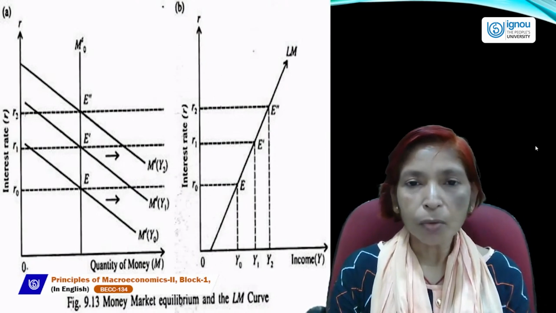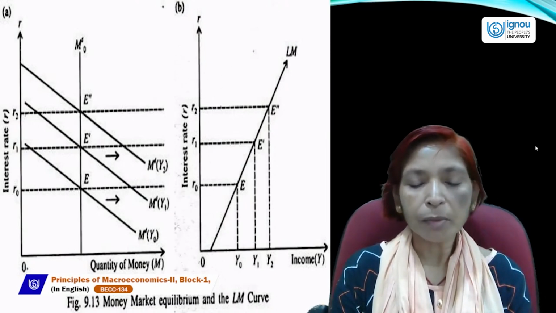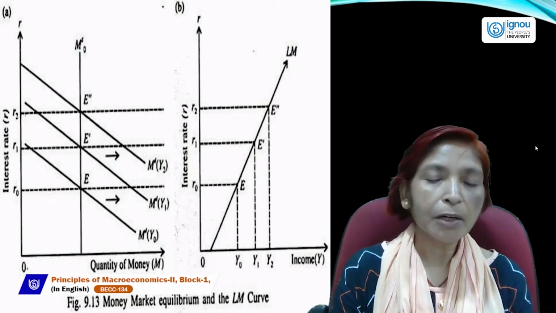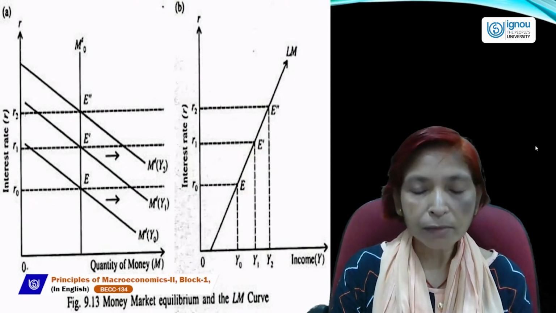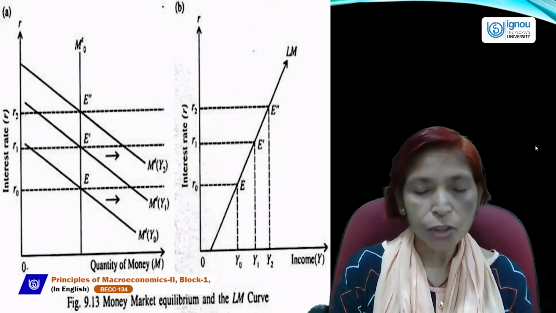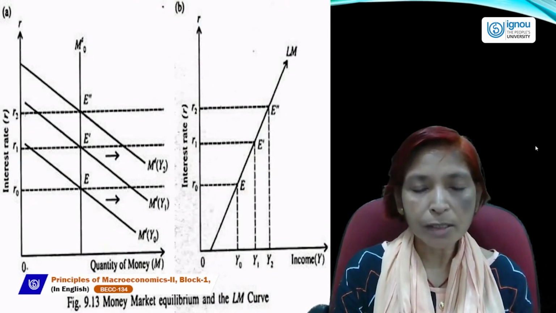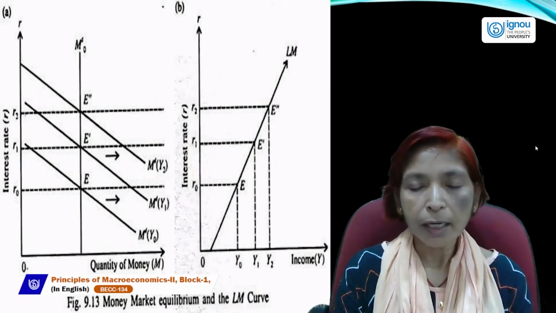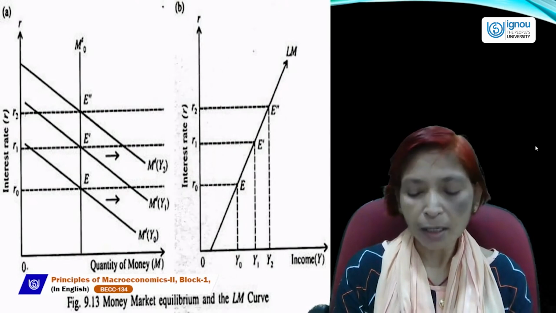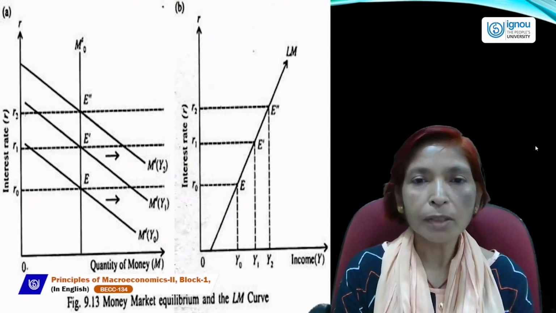It will start from the origin, or it can start from a point above the origin, but the slope of the LM curve will always be positive or upward, which shows different combinations of the rate of interest and the level of income, which are always positively related to each other.